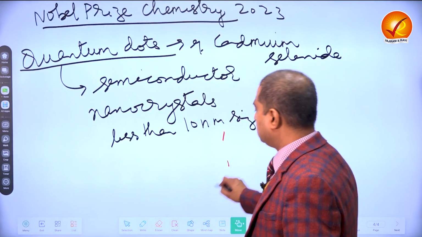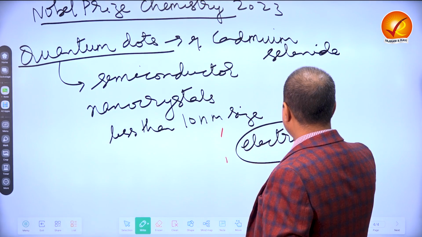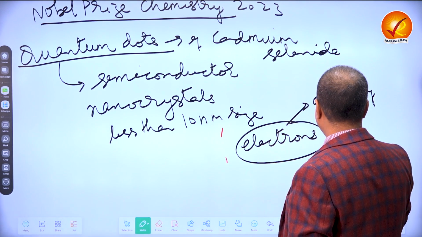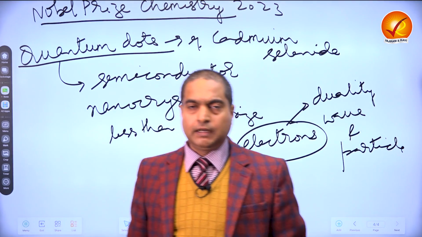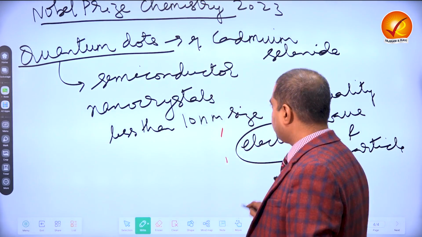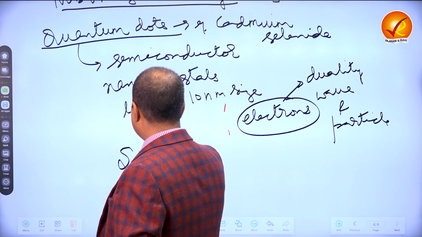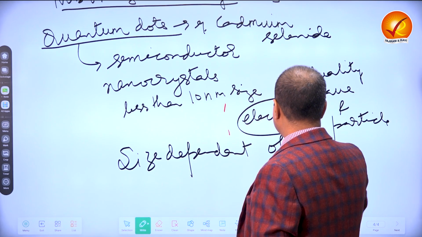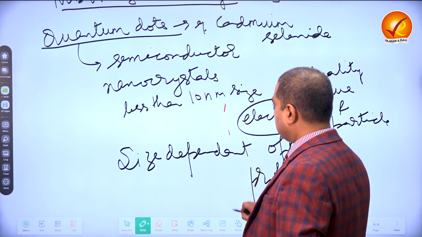So subatomic particles, for example electrons, show the property of duality. That is, they will act as a wave also and as a particle. If we confine the movement of electrons at the nanoscale, less than 10 nanometer, then it is acting as a wave and they will show size dependent optical properties.